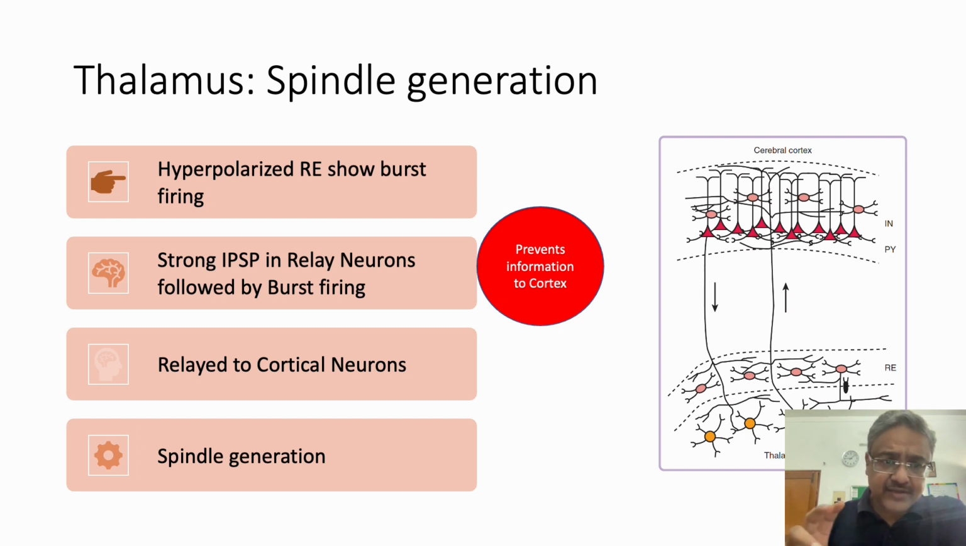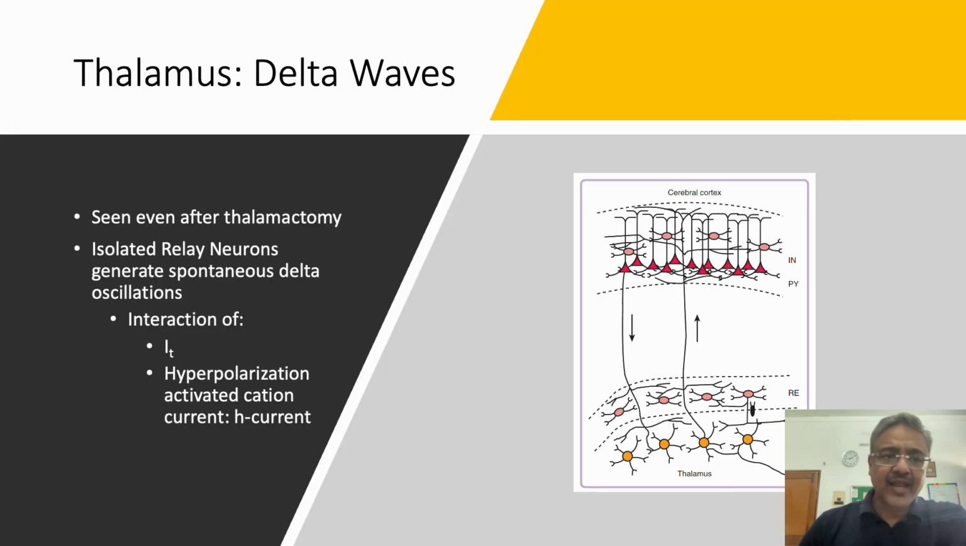And these spindles basically prevent the transfer of the information from the periphery to the cortex, and that is the reason that we remain unaware of what is happening in the surroundings or in the internal environment during sleep.